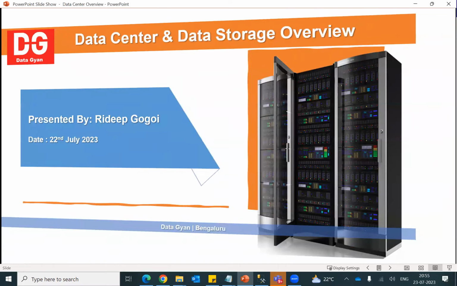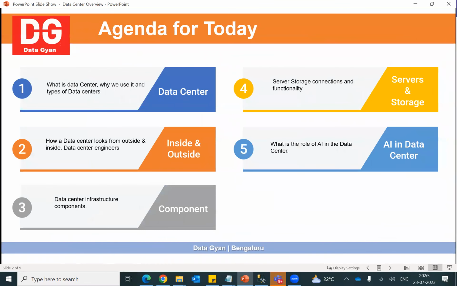And coming to the agenda, first we'll see what a data center actually is, why we use it, and what different types of data centers we have in the market. Second, we'll check how a data center looks from outside and inside, and how data center engineers, field engineers or field executives, work inside the data center. And then we'll see a couple of components majorly used in the data center infrastructure.